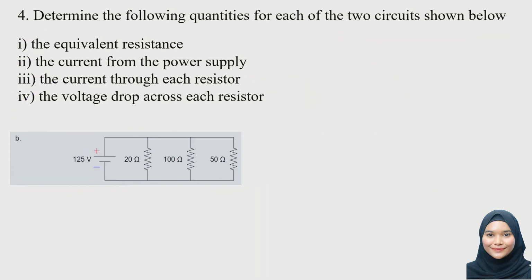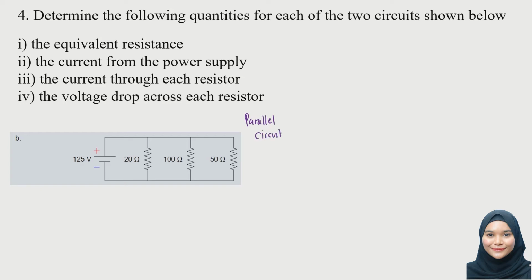Alright, let's look at the next question. Determine the following quantities for each of the two circuits. We are done with one of the circuits. Now we're going to look at the second circuit. First of all, you need to determine whether this is a series circuit or a parallel circuit. As you can see here from the diagram, this is a parallel circuit.